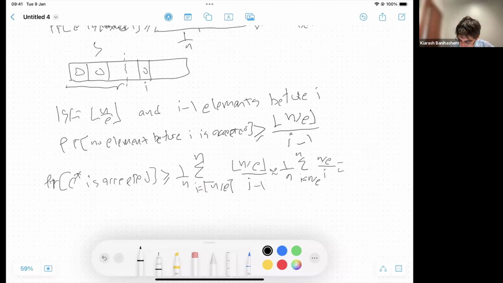And what I can do is, this n gets simplified with this n. I can bring the 1 over e outside. It'll just give me 1 over e, sum of i equals n over e and 1 over i. Now, what is this quantity?